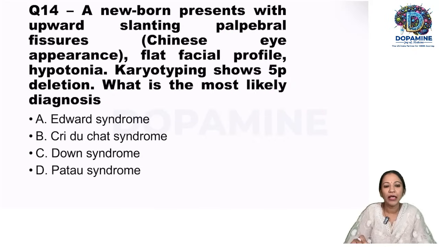Next question. A newborn presenting with upward slanting palpebral fissures, the classic Chinese eye appearance, with a flat facial profile and hypotonia. The karyotyping shows 5p deletion. So there is only one diagnosis to this. What is this 5p deletion? It is Cri-du-Chat syndrome. Okay, so what is the meaning of the word chat?